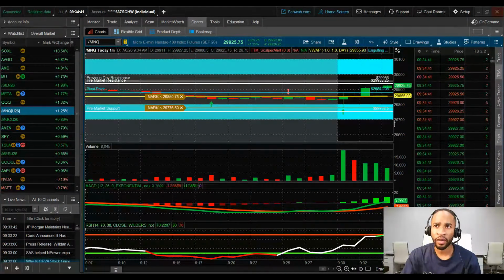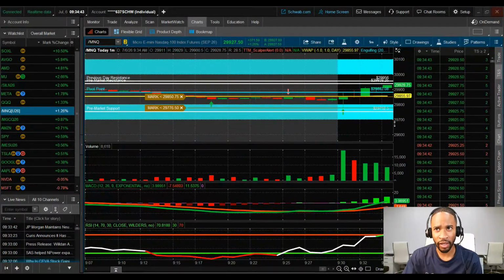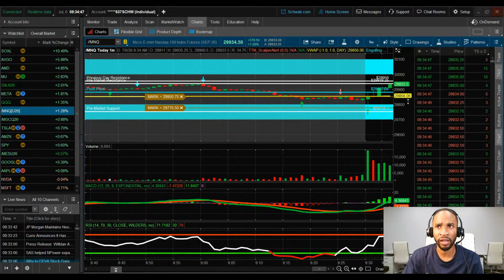Your boy Money Spence, he's already up close to $1,000 for the day. I want to see if we're going to have some rejections, though. For some odd reason, your boy Money Spence loves shorting the market.